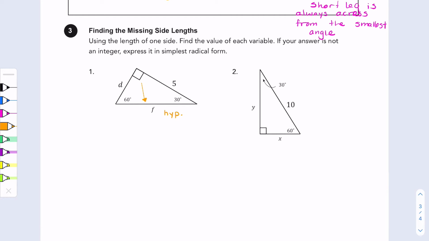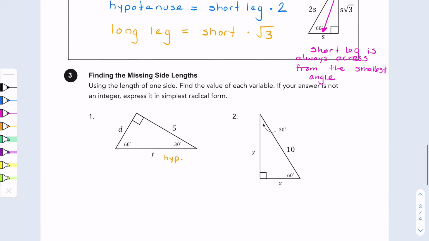And the other trick that I said was that the short leg is always across from the smallest angle. So here's 30 degrees. Across from 30 degrees is going to be your shortest side length, which leaves the last side as your long leg.